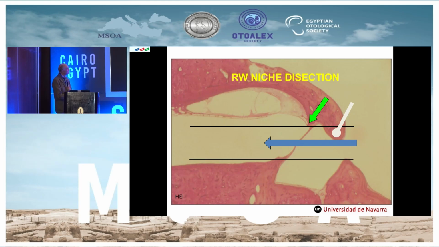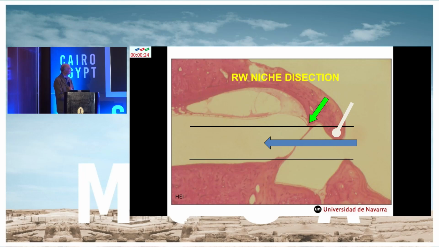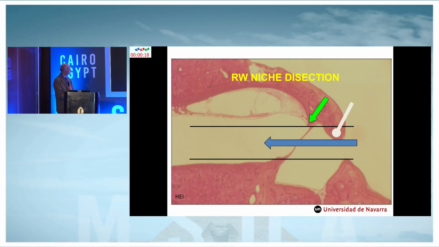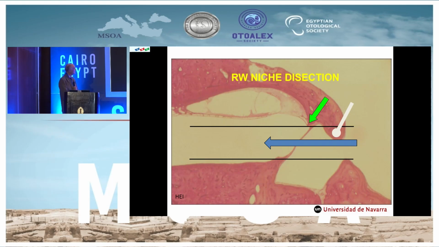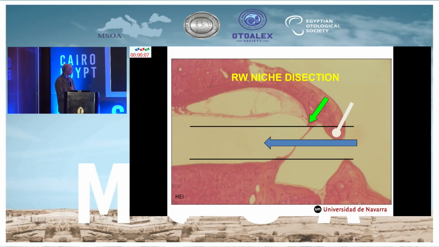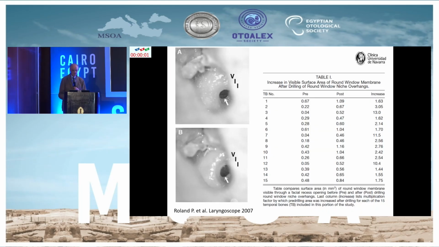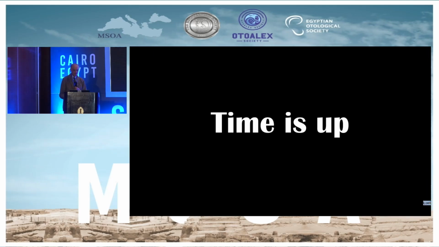Take care when drilling the superior part of the round window, because in this area you have the attachment of the spiral ligament. If you damage this area, you also produce damage over the basilar membrane. So it is important to expose the round window membrane properly to have this straight trajectory to the scala tympani. This was described very well.